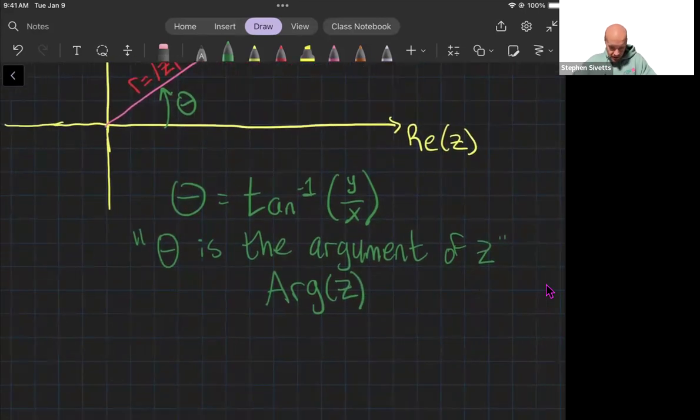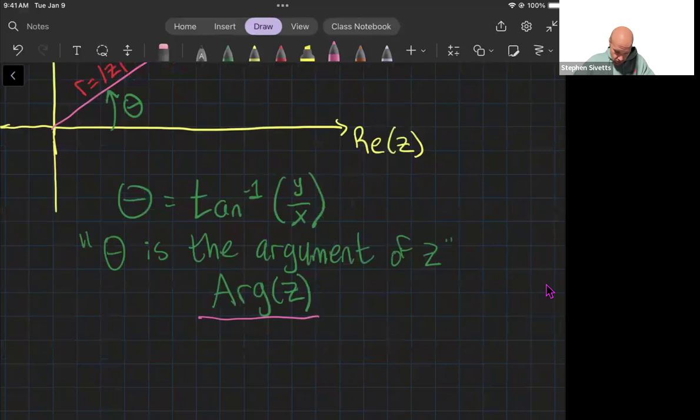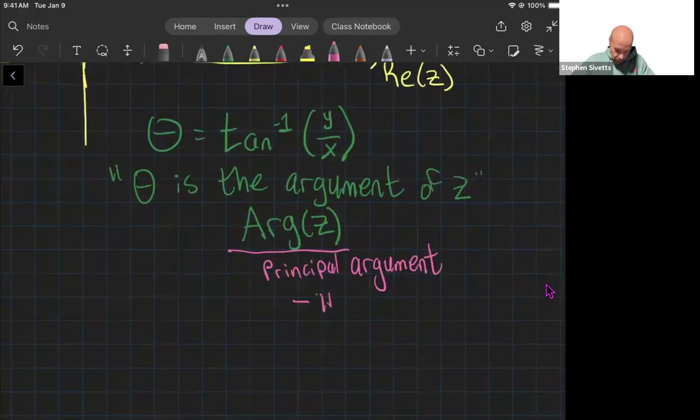Sometimes you'll see the notation capitalized or lowercase. If it's capitalized, they call this the principal argument. Since sine, cosine, and tangent are periodic, we want to have a principal cut. So the angle for the principal argument is in between minus pi and pi. They label that as the principal argument of a complex number. So that's for you to take note of in future videos.